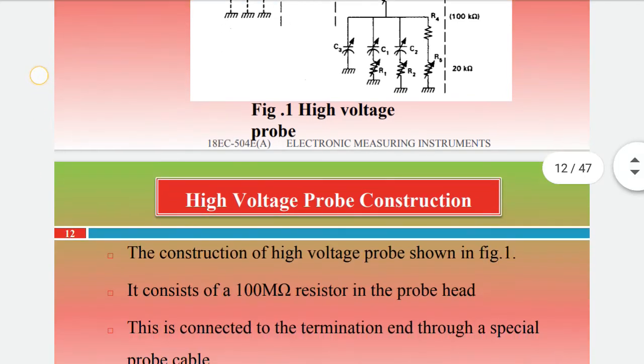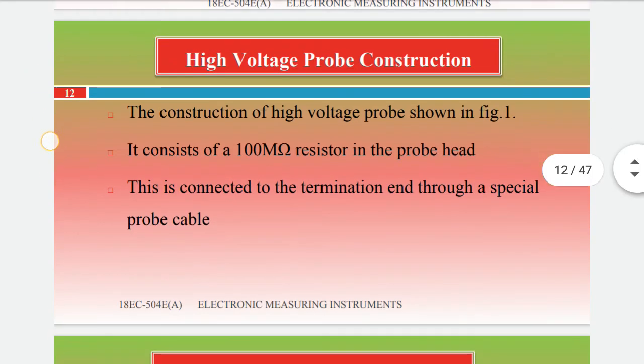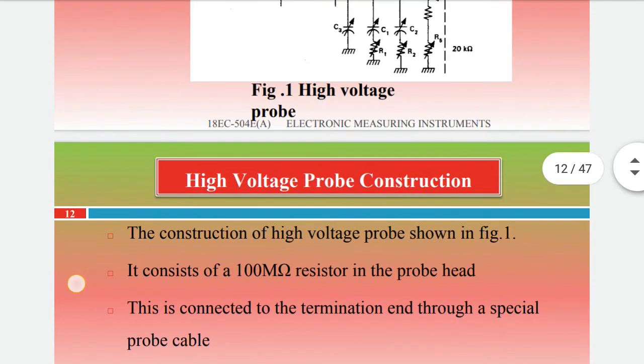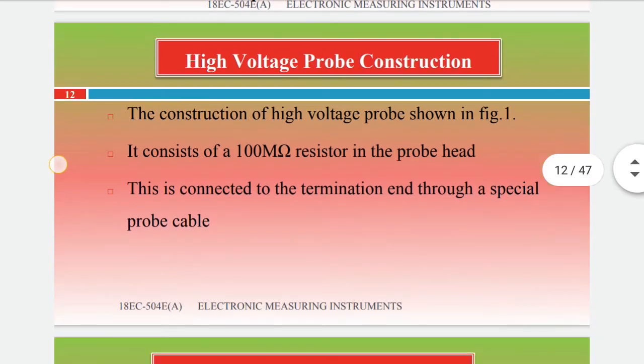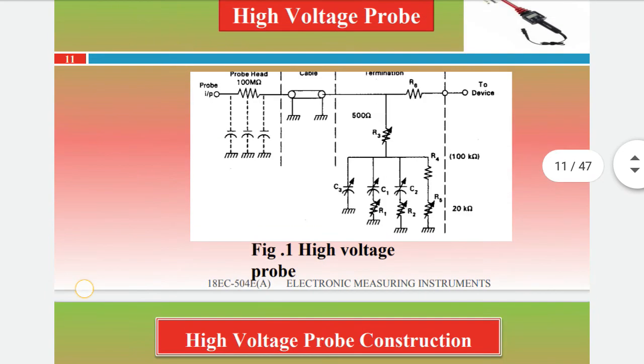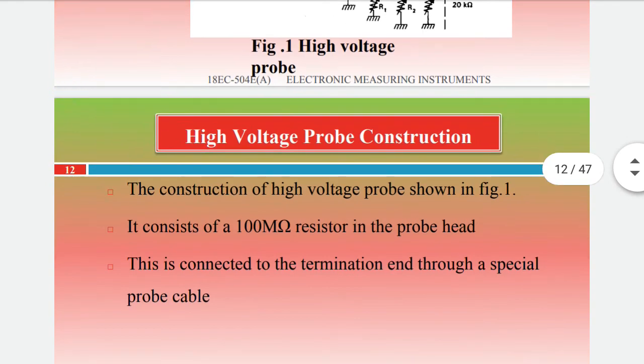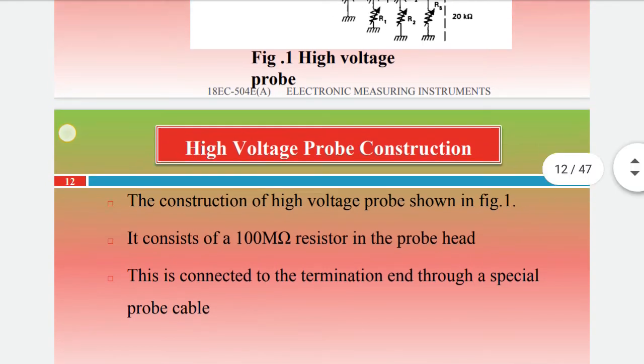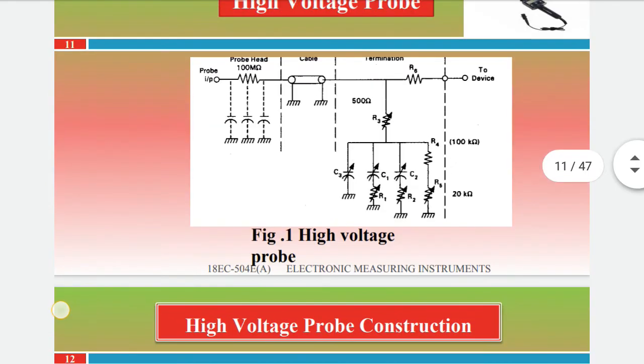High voltage probe construction. The construction of high voltage probe you can see in the figure. It consists of a 100 mega ohm resistor in the probe head. You can see in the figure, that is the probe head, that is 100 mega ohm. This is connected through a special cable to the termination circuit.